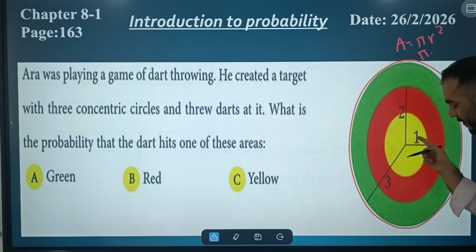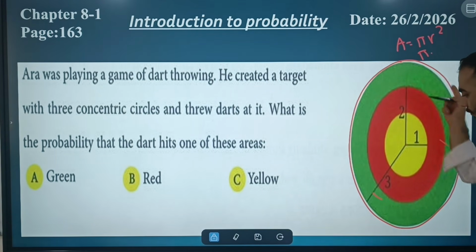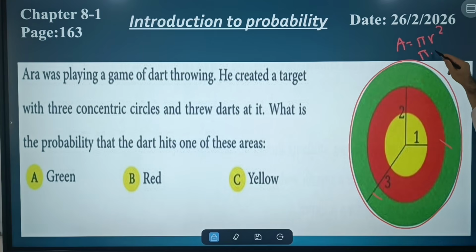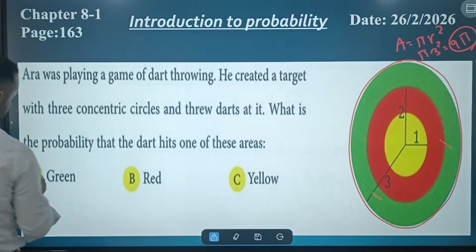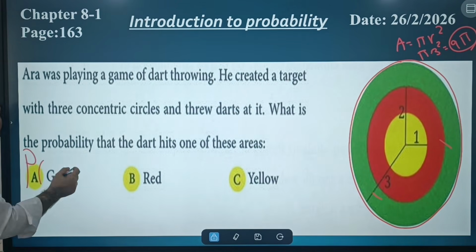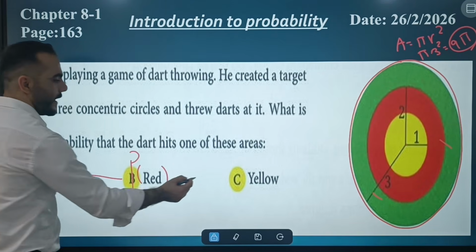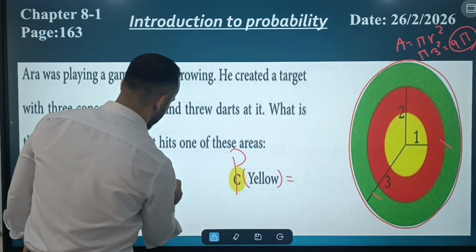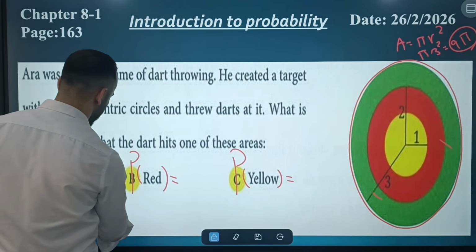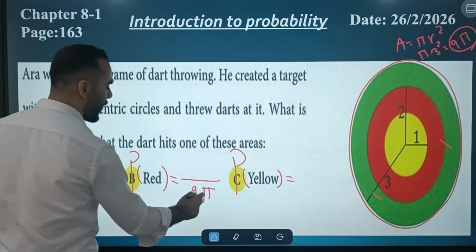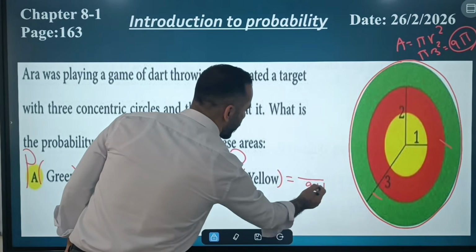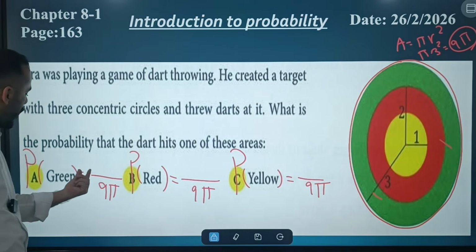The radius of the board is 3. At the same time, remember that 3 is the radius of the green circle. Perfect. So 3 powered by 2 equals 9 pi. That is the area of the board. Okay? Great. So remember, if you want to get the probability of hitting each area of this color, the denominator of each one of these cases is equal to 9 pi. Be careful, because this is the total area, the area of the board.